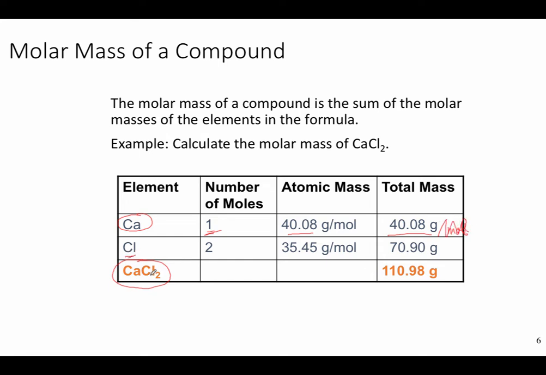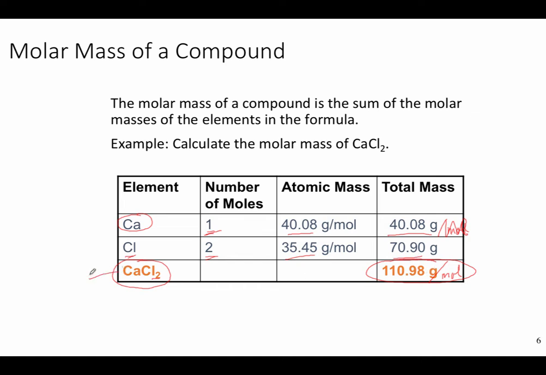And then chlorine is the second element. I have 2 moles. Each mole is 35.45 grams per mole. I have 2 moles of that, so it's 70.90 grams for the chlorine that's in that compound. So the molar mass for calcium chloride is 110.98, these two values added, and it is grams per mole. So for every 6.022 times 10 to the 23rd formula units of this ionic compound, which is CaCl2, I will have 110.98 grams per mole.